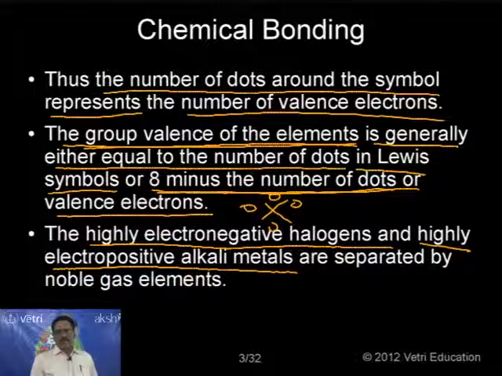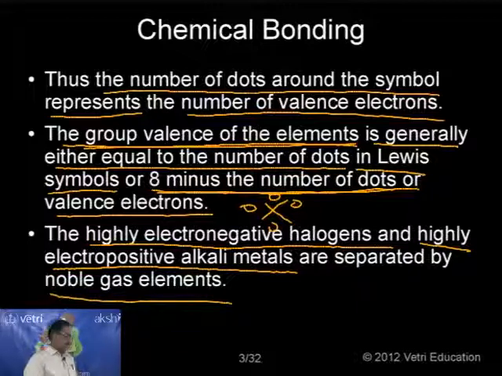So this is according to long form of periodic table. So in this case, when I say the highly electronegative halogen means 17th group. And the highly electropositive alkali metal is first group. So these two are separated by the noble gas element, that is 18th group. So 18th group lies between 17th and 1st. So why is this the most important information? Because whenever a chemical bond is formed according to G. N. Lewis and Kossel, they are attaining the nearest stable electronic configuration, either by losing electron or by accepting electron. So that is the most important information.